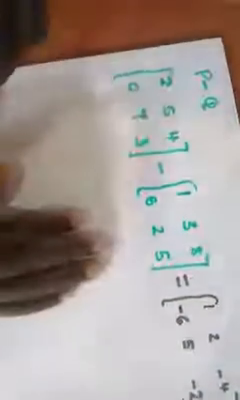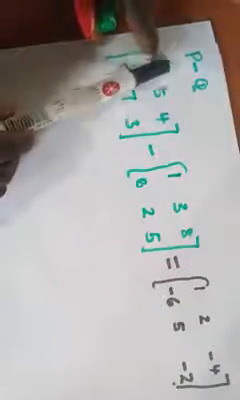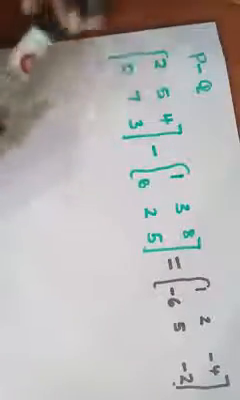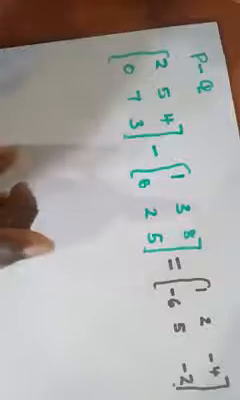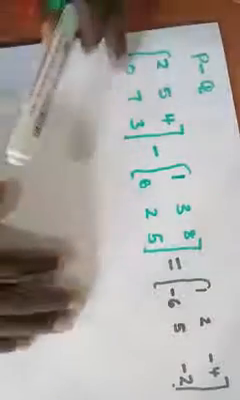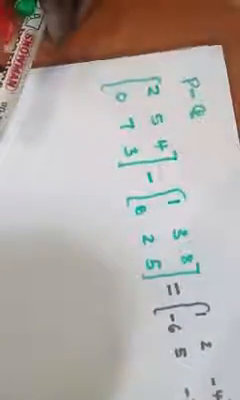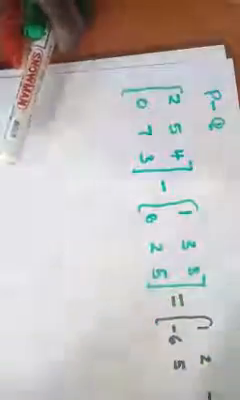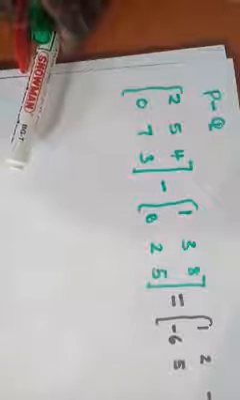We simply subtract the elements that are occupying the same position. This one to this one, this one to that one. That's why we said that for us to be able to add or subtract, they must all belong to the same order. I hope we are together up to there.